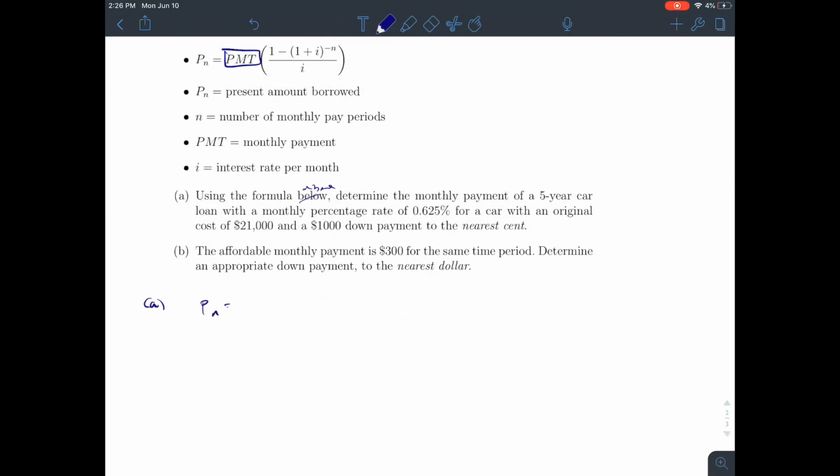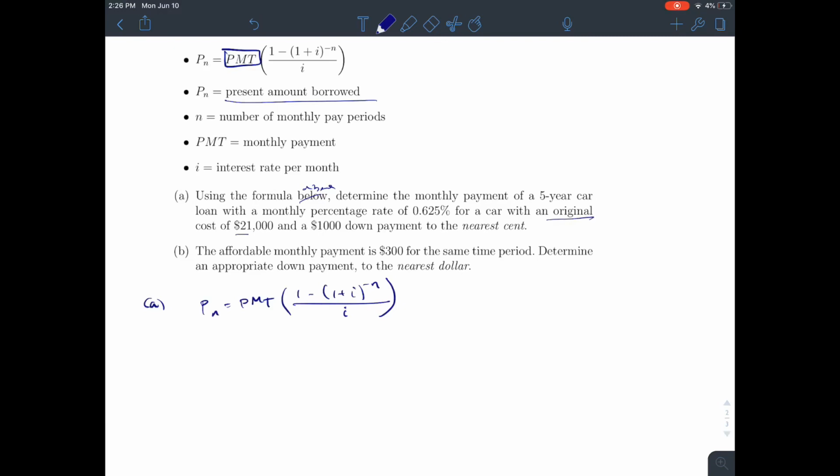P sub n is equal to PMT times 1 minus 1 plus I to the negative n power, all divided by I. And we're really lucky in this problem. We didn't have to derive this formula. It's just given to us. So even though it looks crazy, I bet we can figure out pieces of it. So the present amount borrowed is the first variable that we encounter.